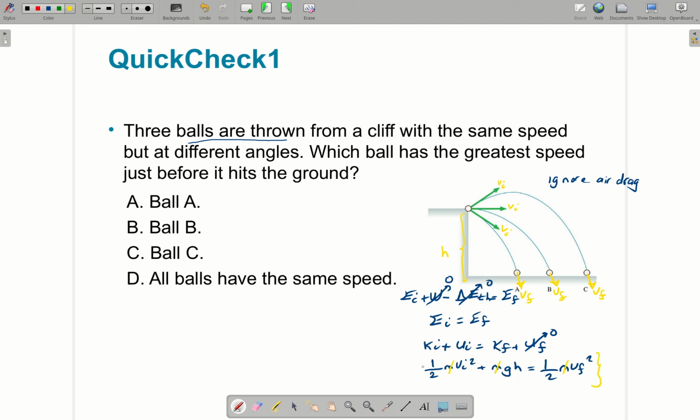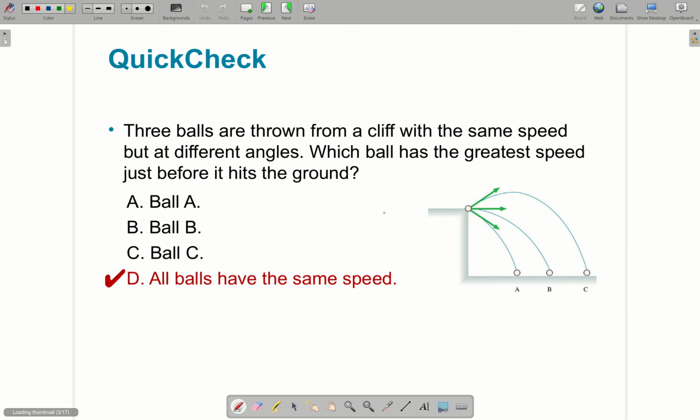And that will tell us that each of the balls will have the same type of equation, same type of energies before and after, initial and final. So each will have the same final speed. I hope that makes sense.